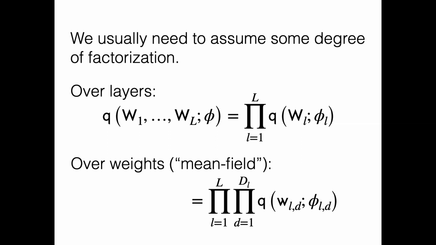So we want to break it down more simply and say, okay, maybe instead of having this full joint distribution over all of the weights, we'll have it factorized. That is, it will just be a product over each individual layer. And you can go even a bit further. The mean field assumption says, I want to break this down so I'm only fitting a distribution over every weight individually. So you break it down over layers, L, and then dimensions, D_L.